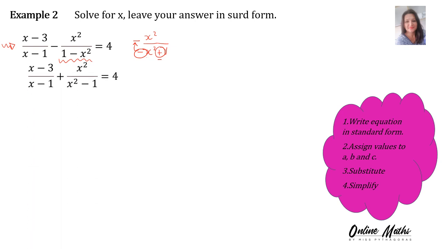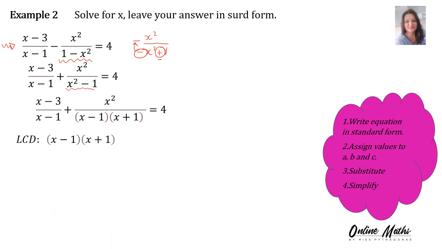So your next step, look there, is going to be the second term now, which is plus x squared over positive x squared minus 1. But you're not done. This one can factorize. It's the difference of two squares. So you factorize it and it becomes (x minus 1)(x plus 1). Now it's an equation that contains fractions, so we find the LCD.